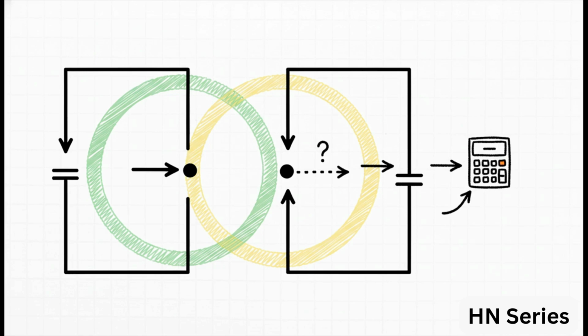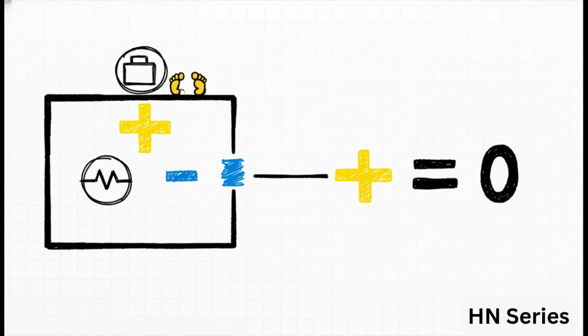Now here's the best part. Don't worry about getting the direction right. Just pick one. Seriously. If you guess wrong, the math will sort it all out for you. You'll just get a negative number at the end, which means, oops, the current is actually flowing the other way. It's basically foolproof. All right, on to step 3, applying the laws.